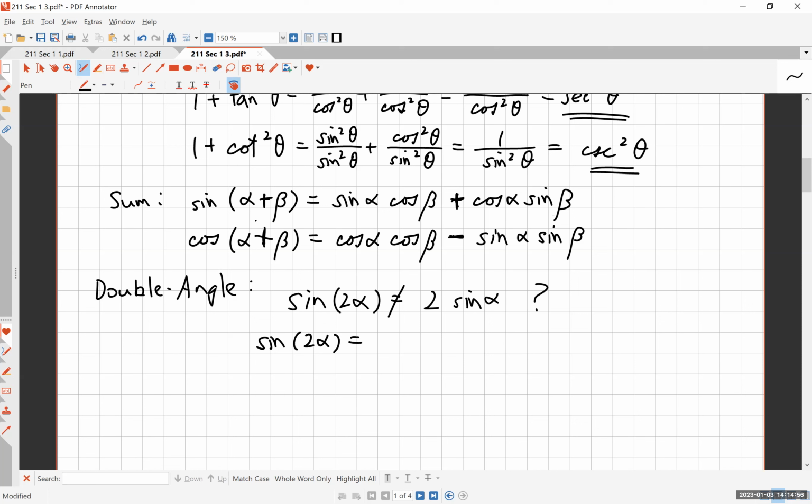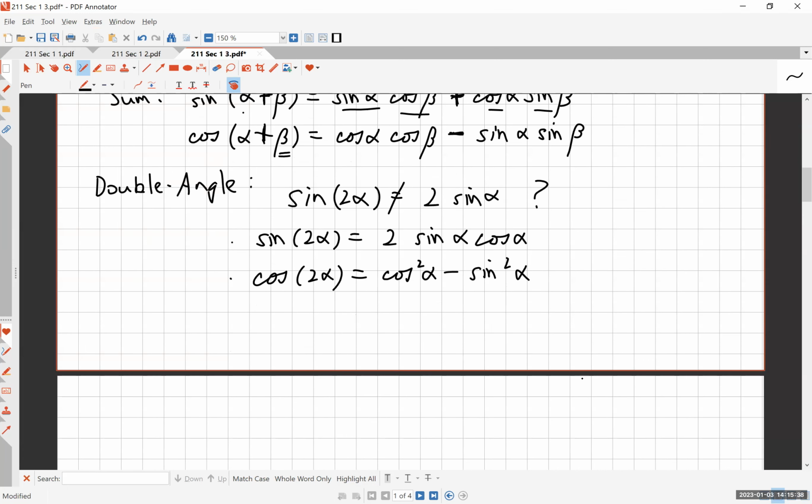Well, you can easily think of 2 alpha as alpha plus alpha. That will give you sine alpha cosine alpha plus cosine alpha sine alpha. That's 2 sine alpha cosine alpha, and so that is the double angle formula for the sine function. For the cosine function, you can do the same trick. Replace this with another alpha. Cosine of alpha plus alpha, which is cosine of 2 alpha, is cosine alpha cosine alpha minus sine alpha sine alpha. So there is one of your double angle formulas.